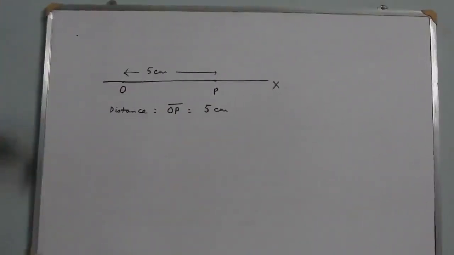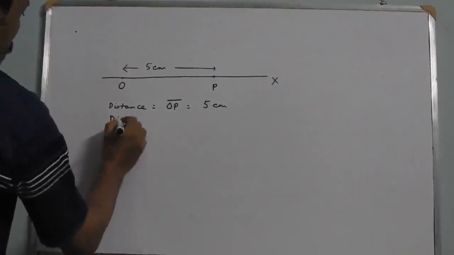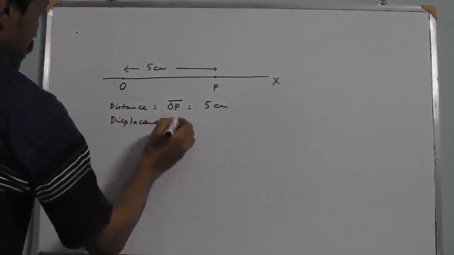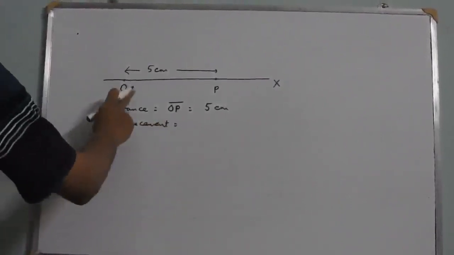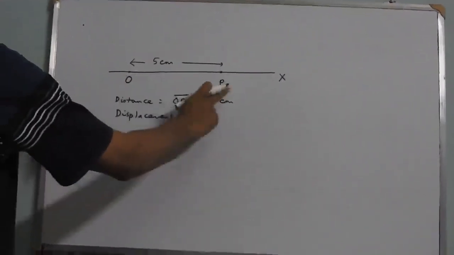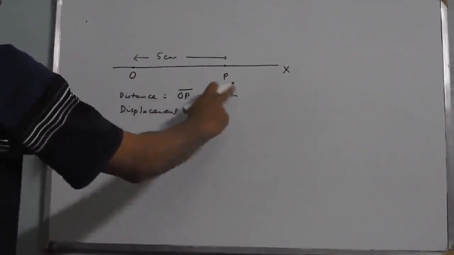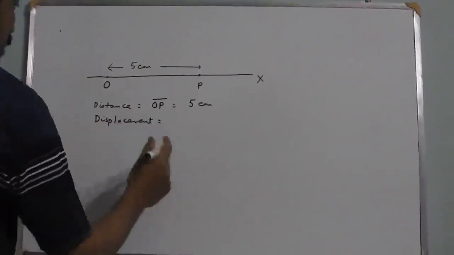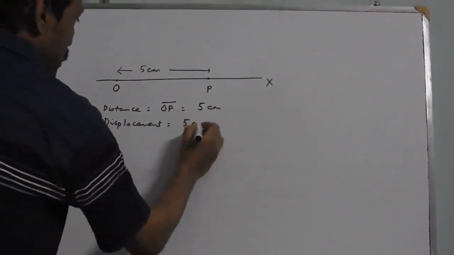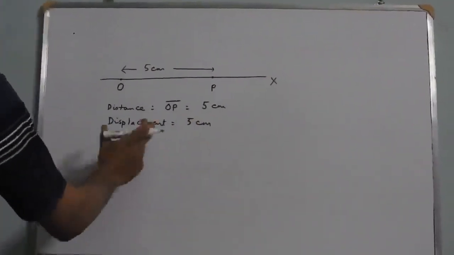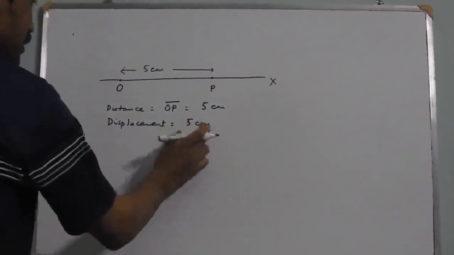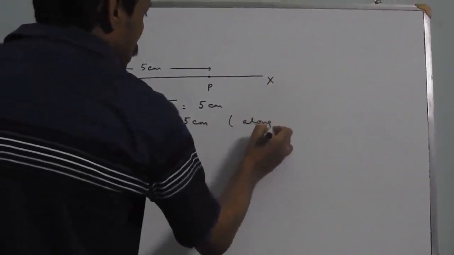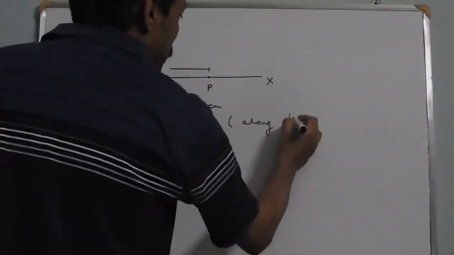Because the object is moving on a straight line path. And the displacement is also the shortest distance from the initial to the final position. So along a straight line path, the shortest distance is the straight line distance itself. So displacement has its magnitude 5 cm. The magnitude or the value of the displacement is 5 cm, but its direction is, say we have to write in this form, along the positive x-axis.